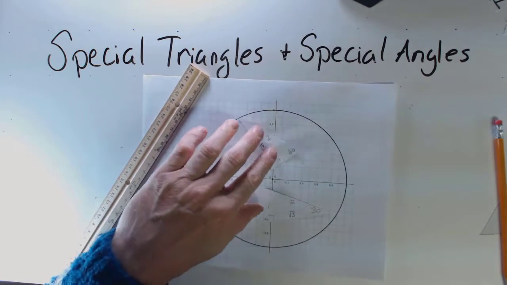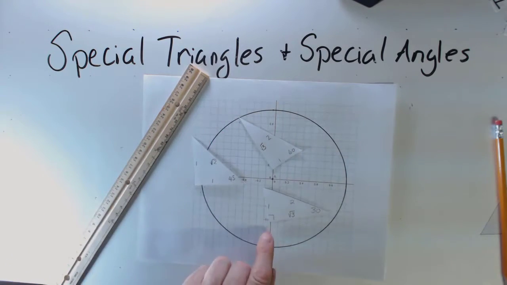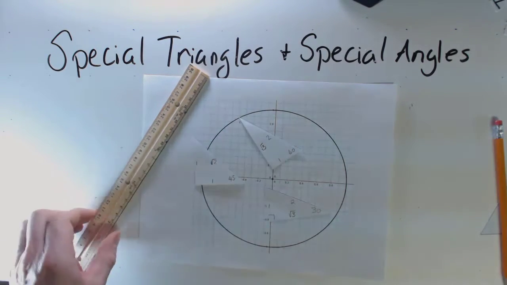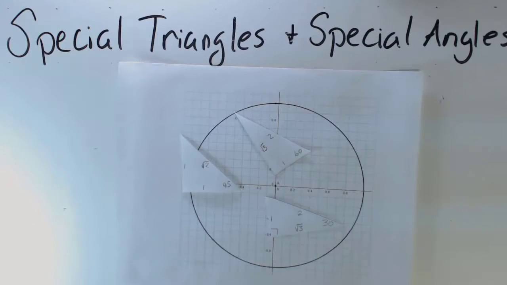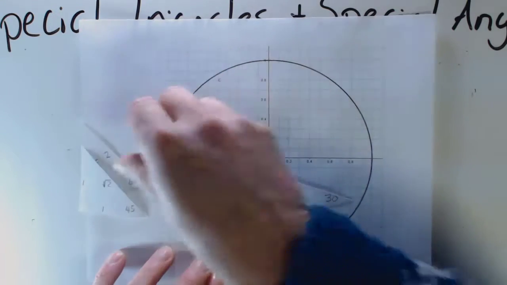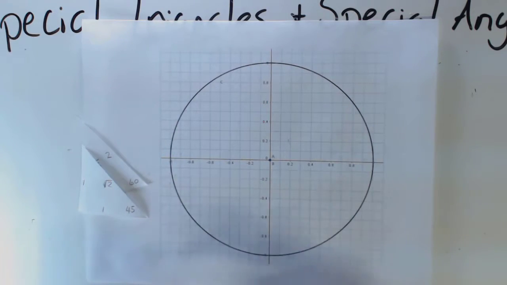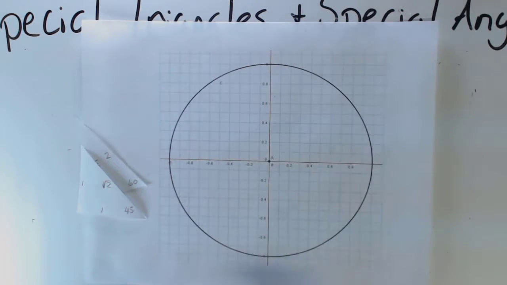Triangles, our 1, 2, root 3 and our 1, 1, root 2 triangle, in other words the 30, 60, 90 triangle, and our 45, 45, 90 triangle. And let's just zoom in. We are going to be using our special triangles to find the cosine, sine, and tangent of special angles in our unit circle.